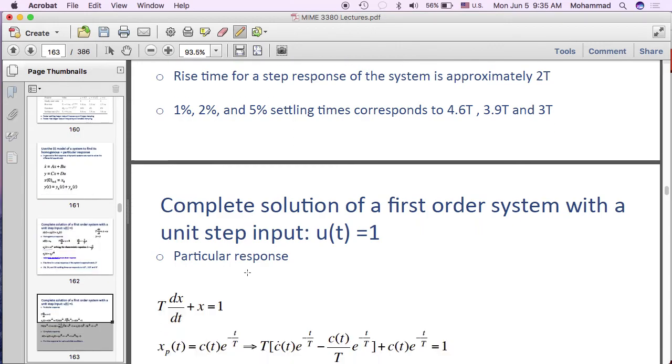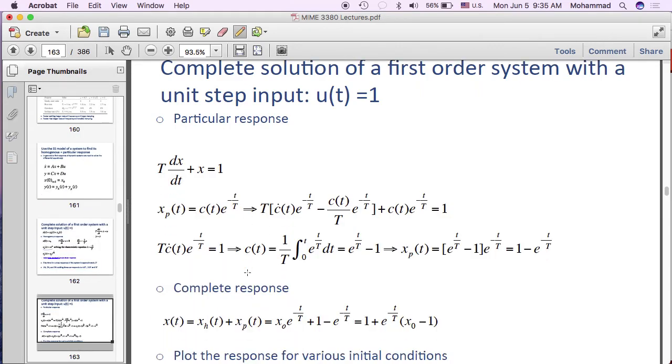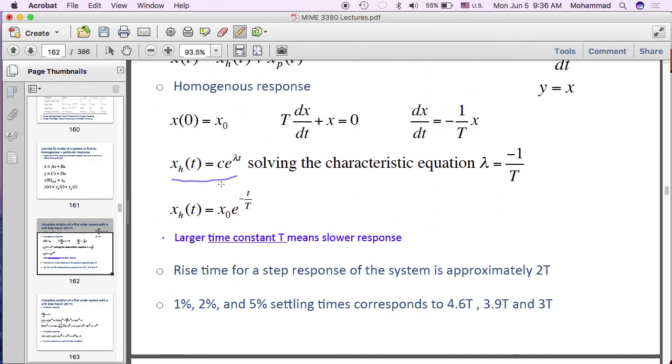How do we find the particular response? We need to know what the input is. So if the input, for example, is a unit step, the differential equation becomes T x dot plus x equals 1. So how do we find x particular? The same way. We make an assumption that x particular is c e to the power lambda t, with this difference: previously we assumed c to be a constant. When we found the homogeneous, we made the assumption that c was a constant, and we found that constant to be equal to the initial condition.